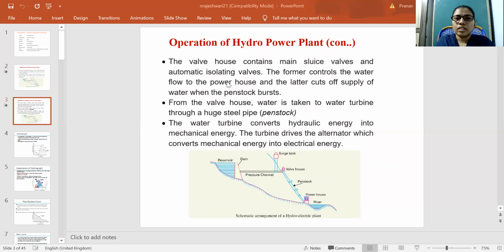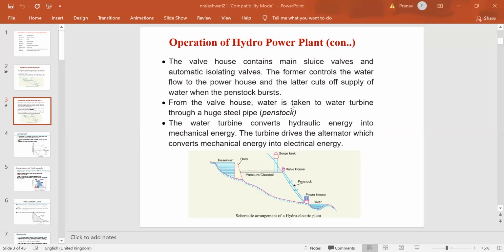The valve house contains main sluice valves and automatic isolating valves. The former controls the water flow to the powerhouse, and the latter cuts off the supply of water when the penstock bursts. So this is the effect of the water hammer effect. If huge water is going to the penstock, the former controls the water flow to the powerhouse, and the latter cuts off the supply of water when the penstock is burst.